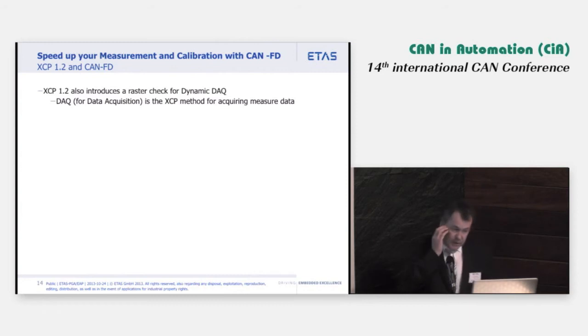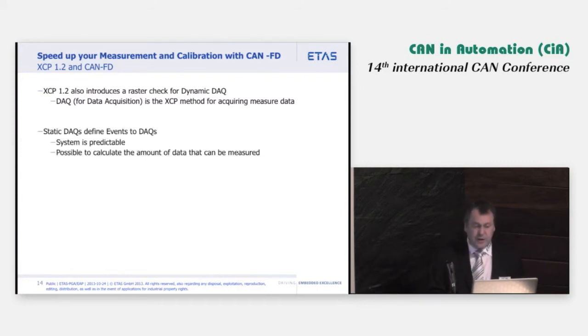Then the second part is a little bit more complicated. XCP introduced a raster check calculation for dynamic DAQs. DAQ stands for data acquisition unit. Data acquisition is the method we use to measure data out of the ECU. There are two types. One is called static, where the CAN ID is directly related to an event. So we measure at 10 milliseconds or 100 milliseconds. All the 10 millisecond measurements happen with one CAN ID, and all the 100 millisecond with another CAN ID. It means we can work out how full the rasters are.